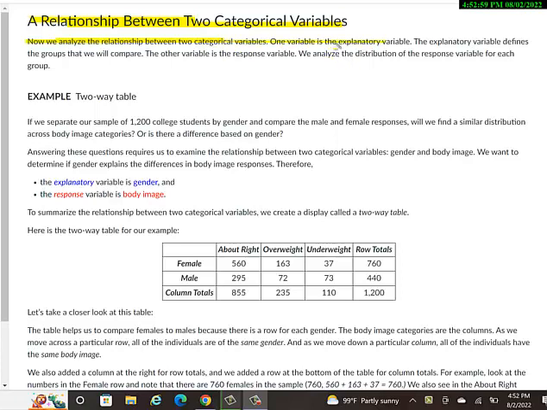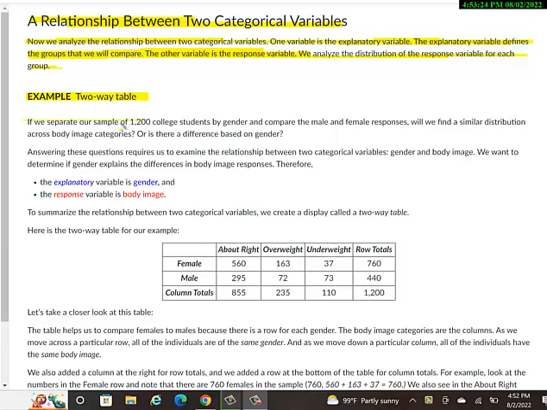One variable is the explanatory variable. So this language should sound familiar. We talked about this previously, but it's been a while, so we'll review it. One of the variables is the explanatory variable. The explanatory variable, just to refresh, defines the group that we will compare. The other variable is the response variable. We analyze the distribution of the response variable for each group. So here we're going to talk about the two-way table that represents the data.